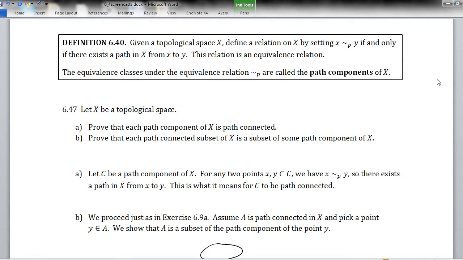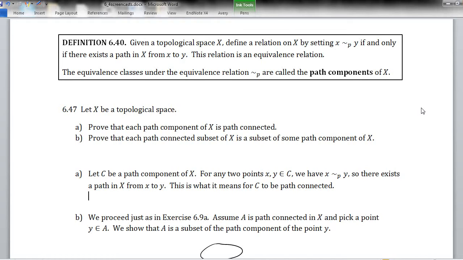Recall that earlier on when we were talking about connectedness, we obtained components of a topological space as the equivalence classes of a certain equivalence relation. Well, in the context of path connectedness, we want to find path components. And they also will arise as equivalence classes of a certain equivalence relation. And that relation is that 2 points in X are equivalent if and only if there exists a path in X from one to the other.